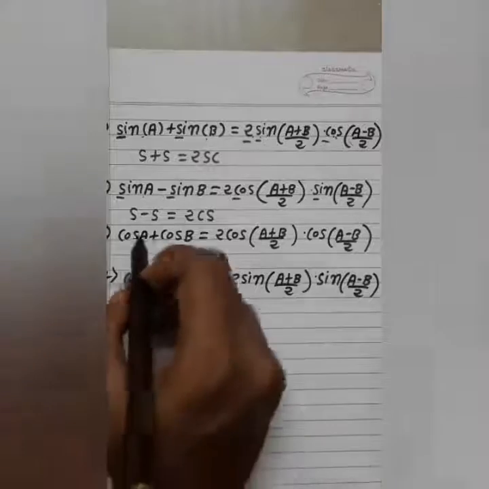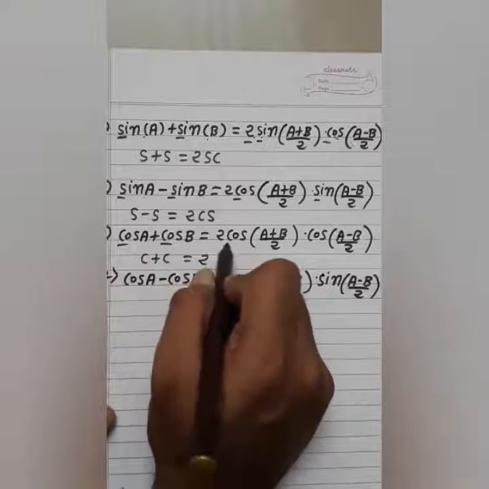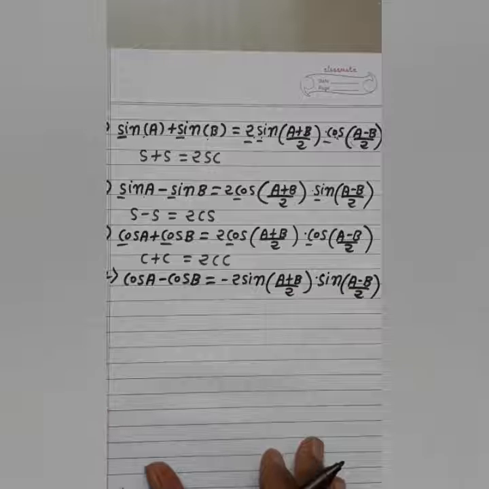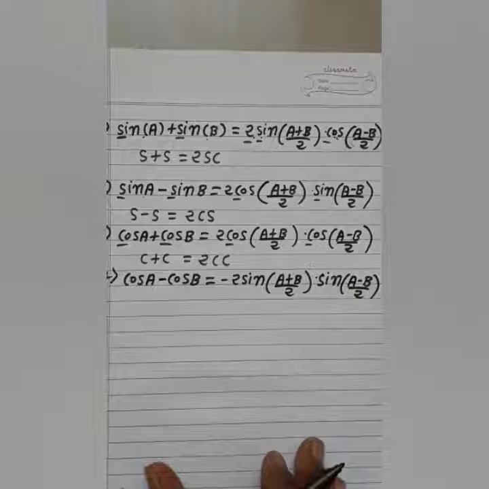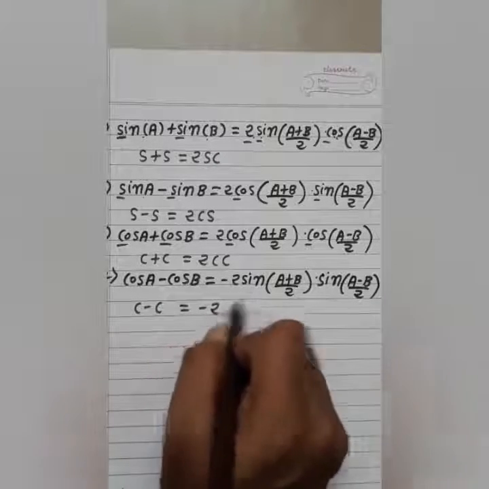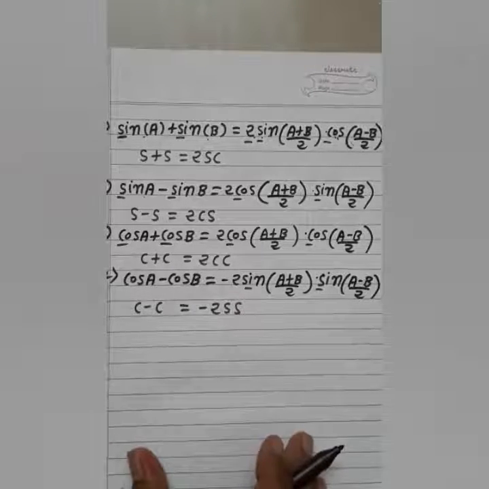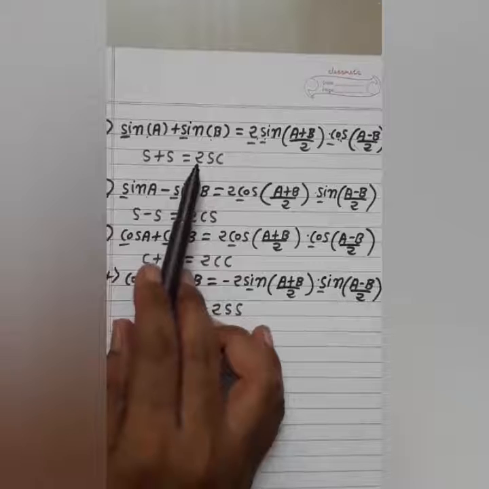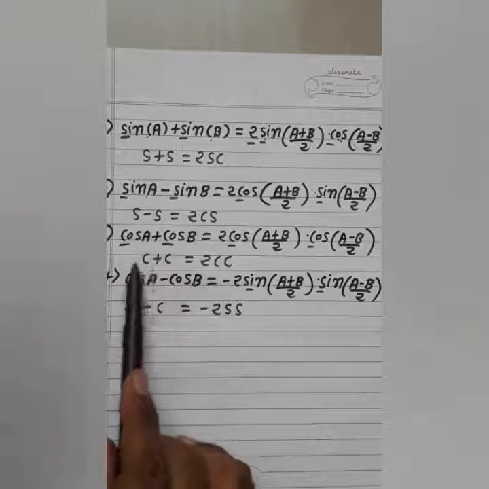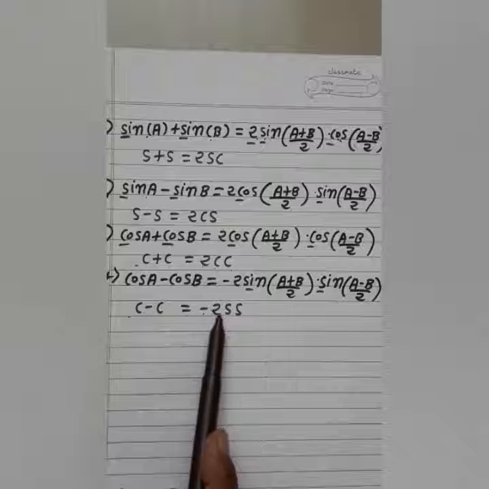Third formula, cos plus cos. So cos A plus cos B is equal to 2 times cos cos, that means cos plus cos is equal to 2cc. And the last one, cos minus cos is equal to minus 2 sin sin. So the short form of these formulas: sin plus sin is equal to 2sc, sin minus sin is equal to 2cs, cos plus cos is equal to 2cc, and cos minus cos is equal to minus 2ss.